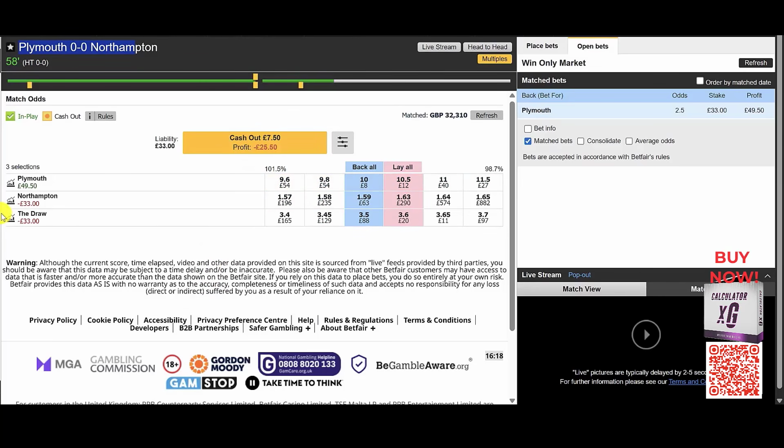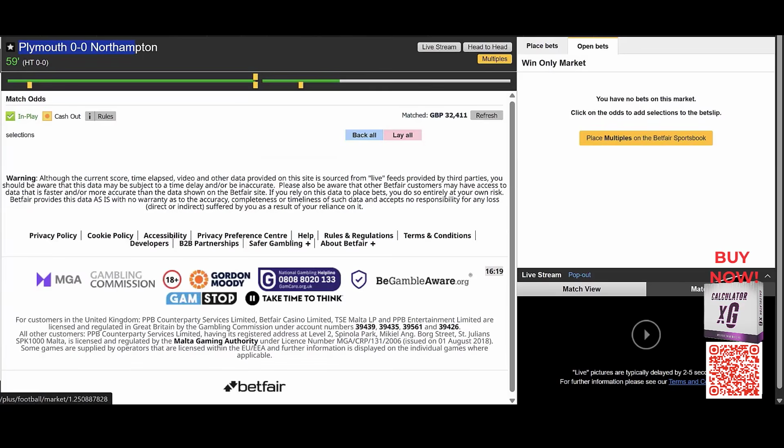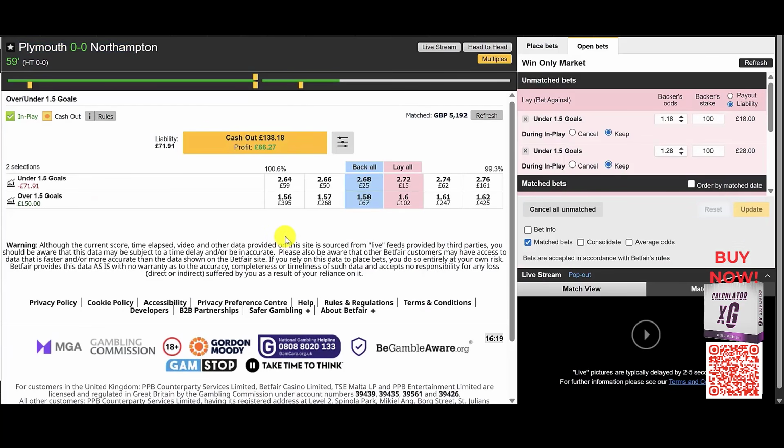So anyway, all our bets on Plymouth have been cancelled, our further orders, and we're obviously staring down the barrel of a red screen on the match odds market. The good news is the goal markets are much better.